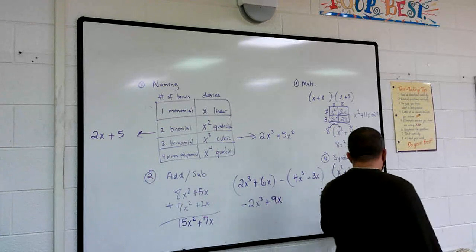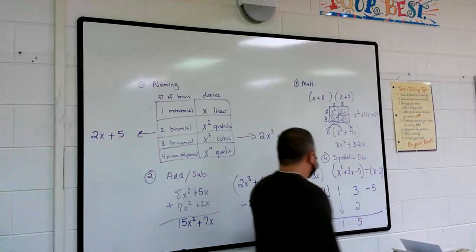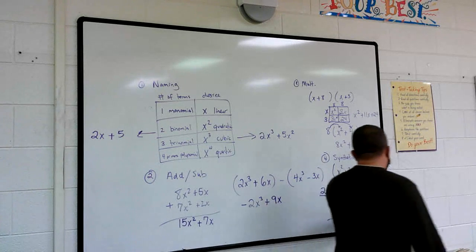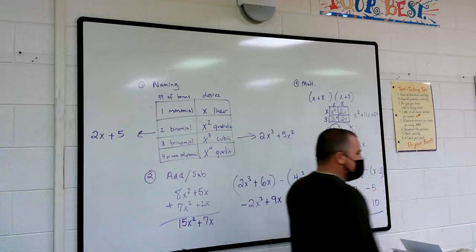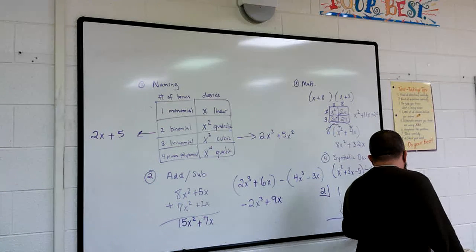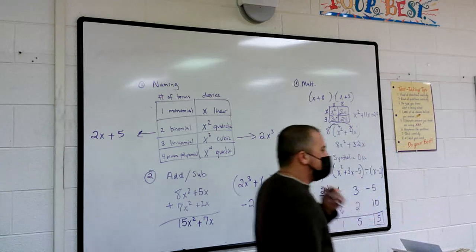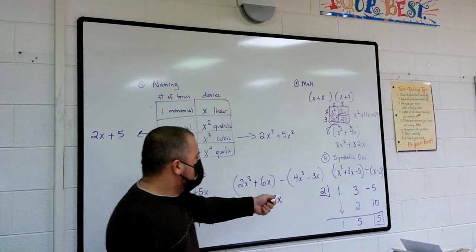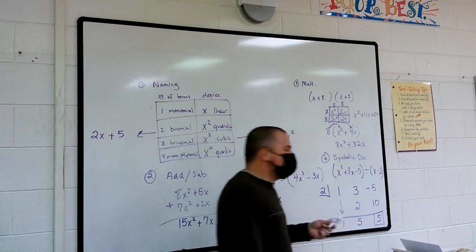3 plus 2 is 5. And then you multiply. 2 times 5 gives you 10. And then you add negative 5 plus 10 gives you 5. And that is your remainder over there, that 5. That 5 is your remainder. So you end up with 1x plus 5. And then you have a remainder over there.